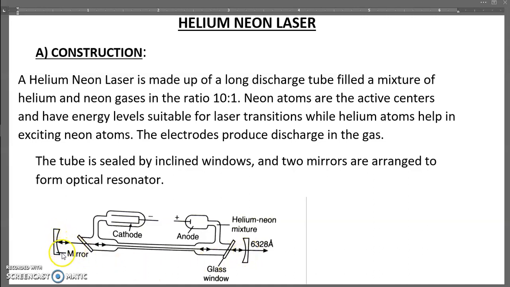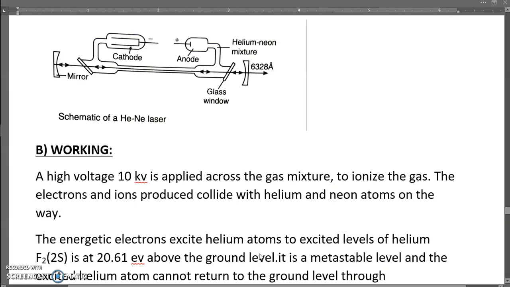One mirror, that is the rear mirror, is 100% reflecting, whereas the front mirror is partially reflecting, through which a red beam of laser light of about 6328 angstrom wavelength emerges out. Now let us see the working of the helium neon laser.